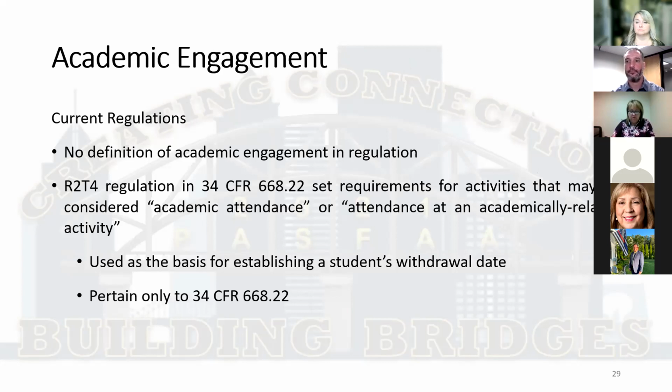Let me get through to my notes here. So academic engagement, there are some changes here. In current regulations, there's no definition of academic engagement. But the R2T4 regulation, 34 CFR 668.22, set requirements for activities that might be considered academic attendance or attendance at an academically related activity. And these are used as a basis for establishing a student's withdrawal date and pertain only to this regulation.